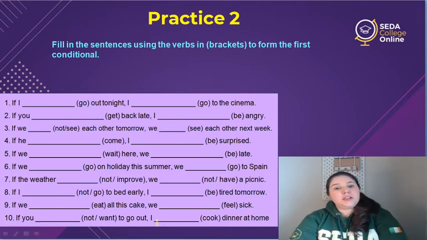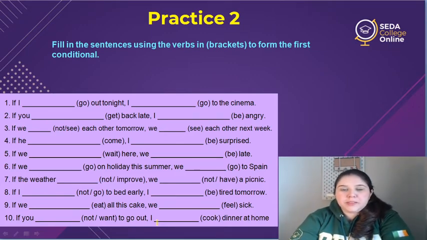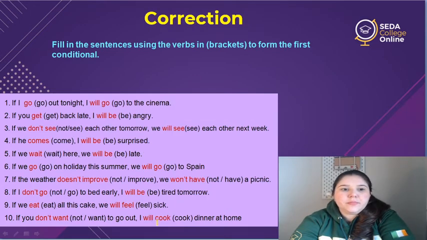All right, can we start checking the answers? Yeah? Let's see. 1. If I go out tonight, I will go to the cinema. 2. If you get back late, I will be angry. 3. If we don't see each other tomorrow, we will see each other next week. 4. If he comes, I will be surprised.